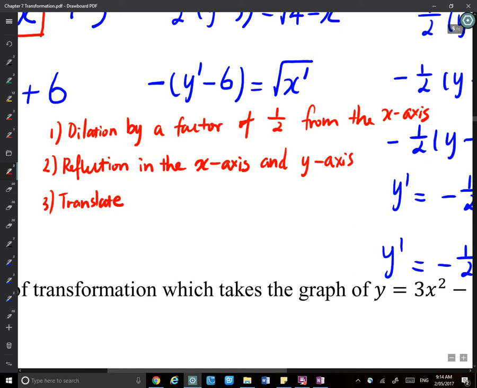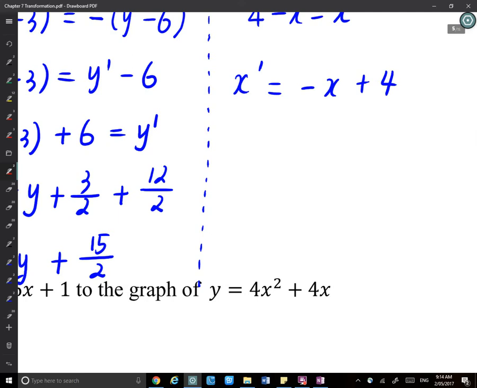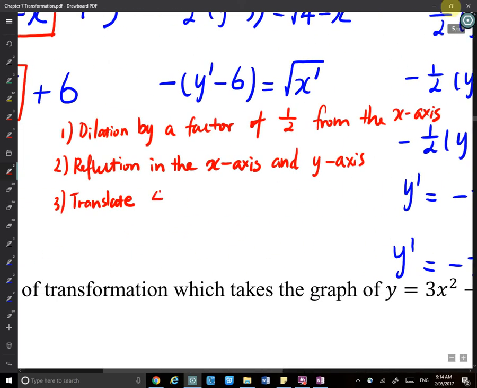Translation up, down, or left and right, doesn't matter. It will be the same. So let's translate the x side first. Translate 4 units in the positive direction of the x-axis, or right. Okay, translate 4 units right.